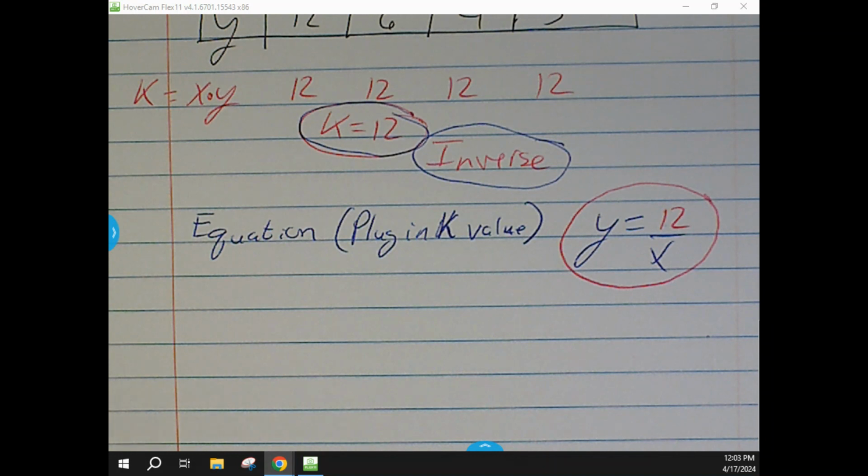Okay, let me give you another one where it's not inverse. We'll check it first and see, and then we'll go from there and show you the next step to do if it's not an inverse equation.